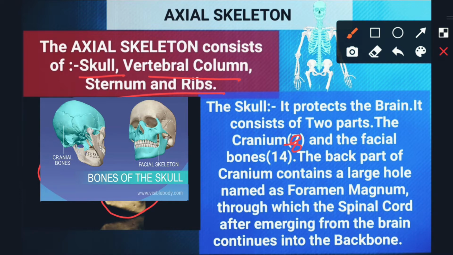Second is the facial bones. The facial bones are 14 in number. The upper and lower jaw are also included in the facial bones. So they form the facial bones together.